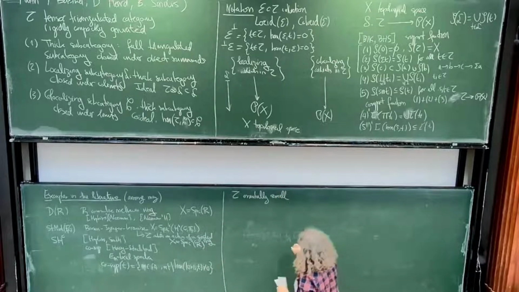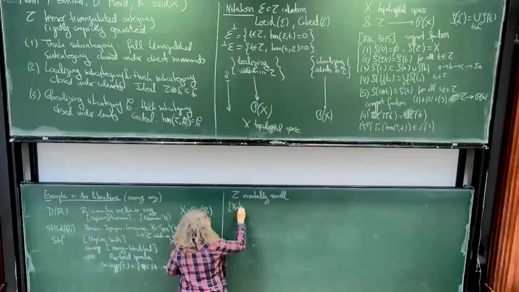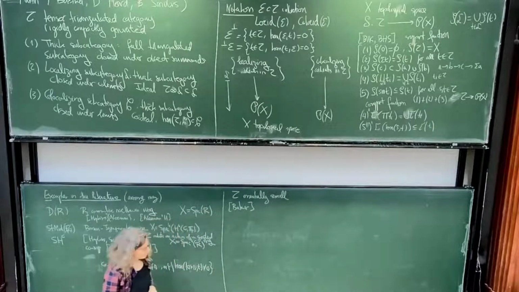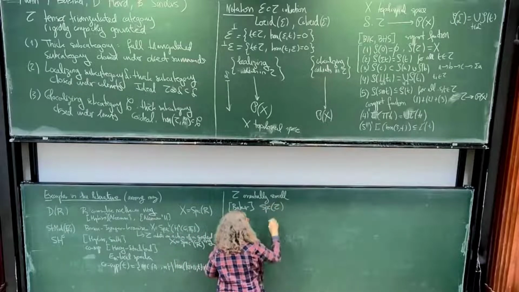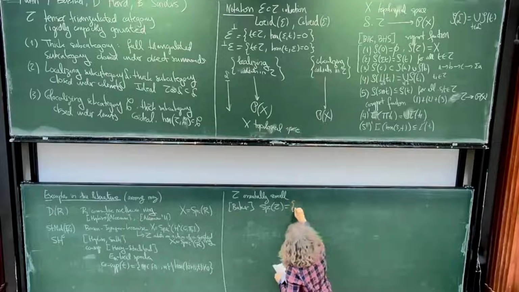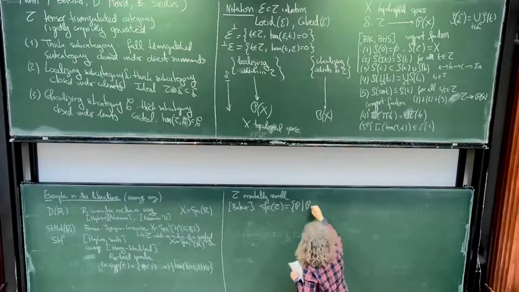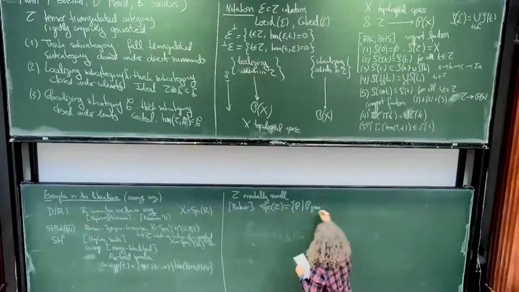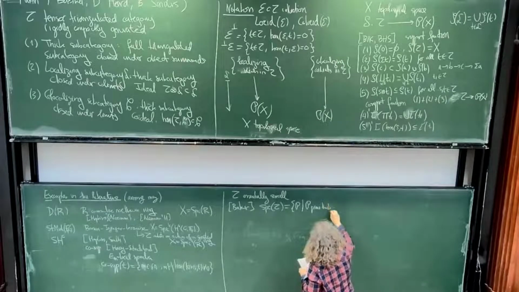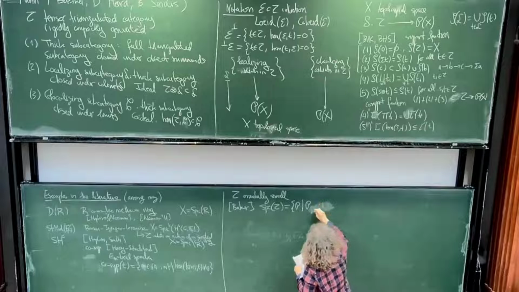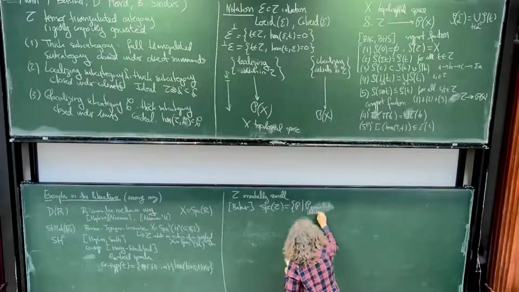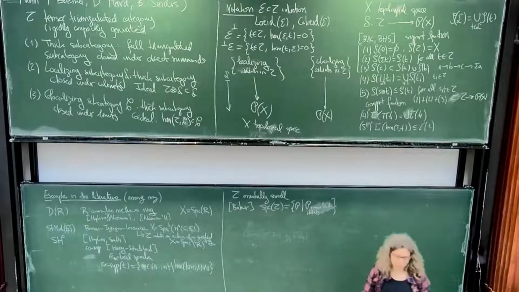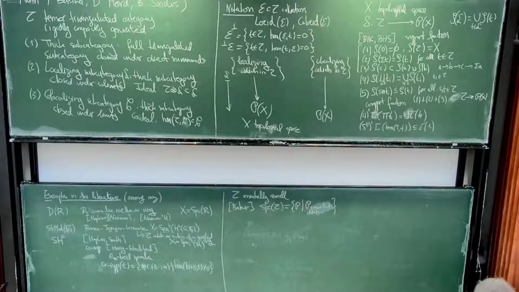And in that case, there is a construction by Balmer, which is the Balmer spectrum. The Balmer spectrum will consist of all prime thick ideals, or thick prime ideals. And prime is what you imagine it is, so if you have A tensor B in P, then either A or B is in P.